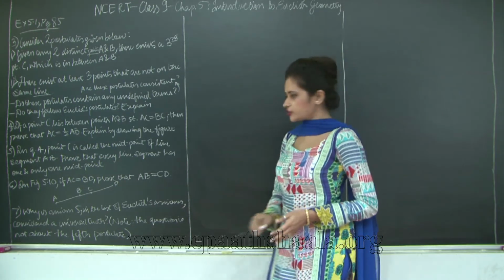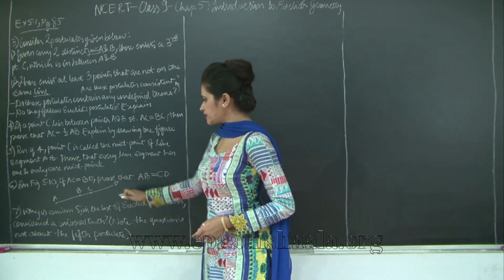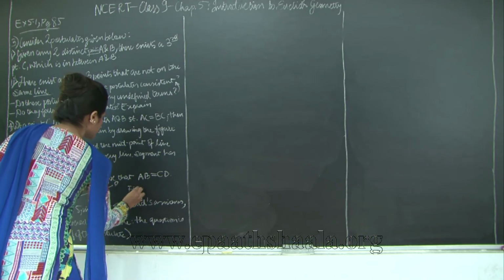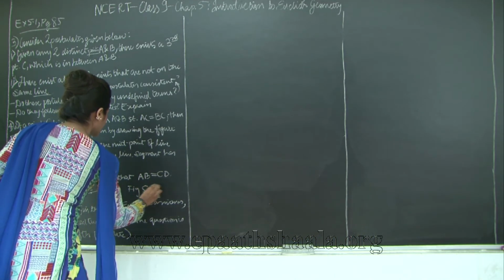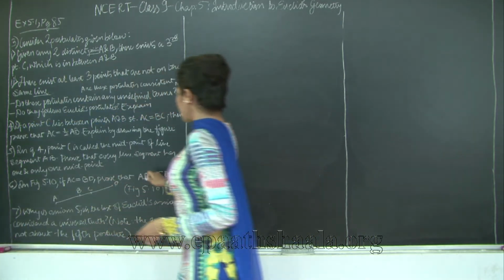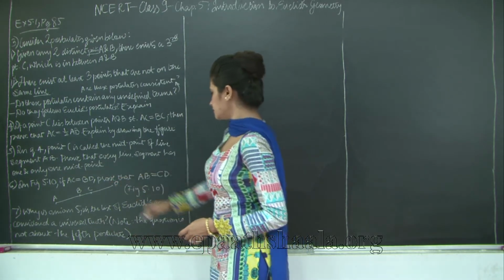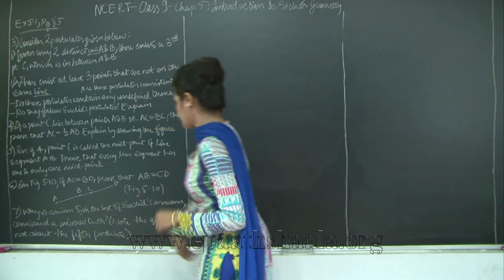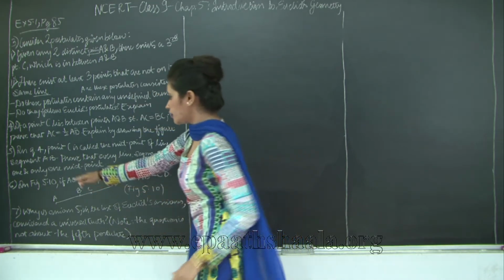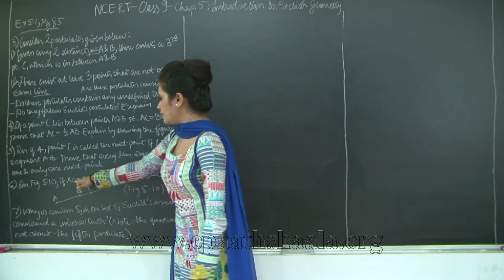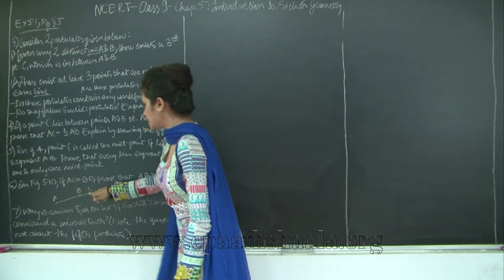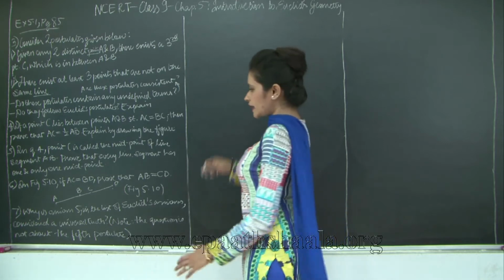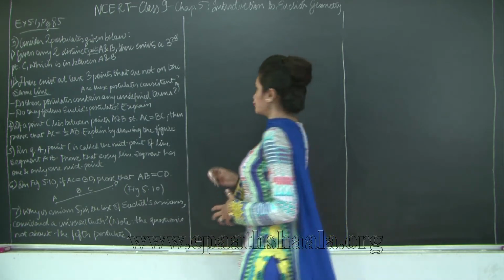Let's read out our sixth question. In figure 5.10, if AC is equal to BD, prove that AB is equal to CD. So let's write the given and to prove.